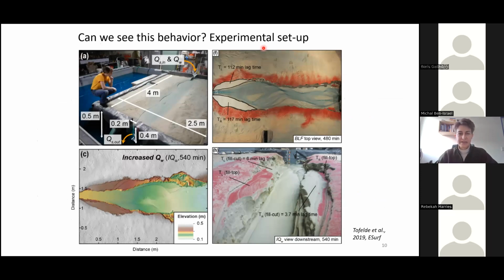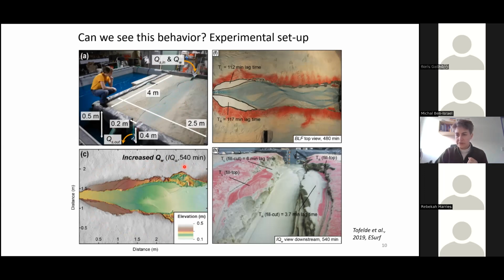So there's a single inlet in which they're adding water and sediment, so QS in and QW. It then flows down through this tank that's filled with sand, and then there's an outlet where they can measure the sediment coming out of that system. They can also do high-resolution scans at different points in the experiments, such that they can create these detailed little digital elevation models in which you can see some nice little terraces developed along this experimental channel.